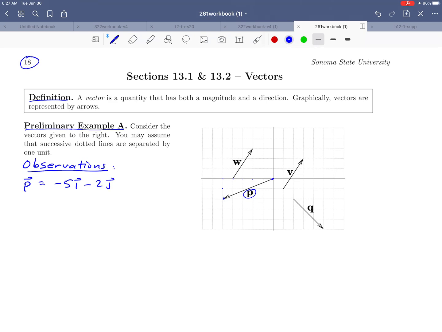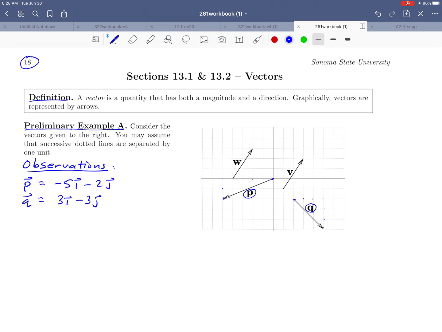The i and the j are just indications of directions, or distances that we need to move in the x and the y direction. So negative 5 along the x-axis and negative 2 along the y-axis. What about q? How would we represent that in component notation? If we start at the beginning, we need to move 3 to the right and 3 down, so that's going to be 3i minus 3j in ij notation. And you kind of get the idea here.